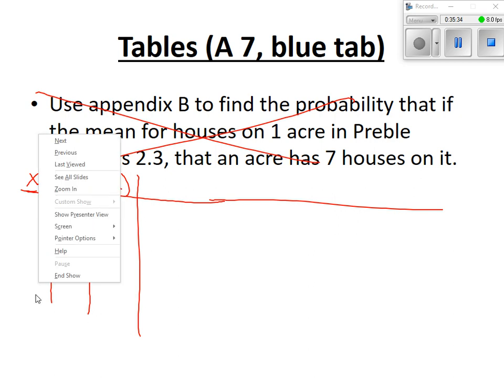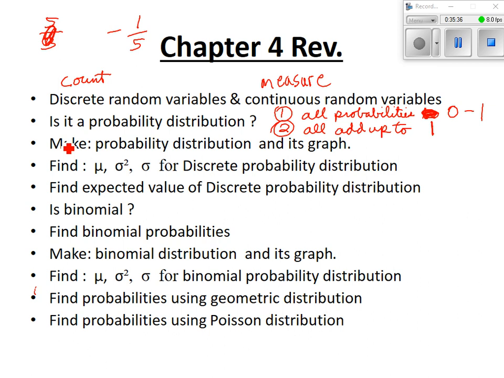The other part of this one says, and its graph. What's its graph going to look like? Let's say a histogram. On that histogram, you're going to have the x's along the bottom, and you're going to have your probabilities along the side, so like 0.15, 0.20, 0.25, 0.30, and so on. I know there's a problem on there where you have to make a histogram also.